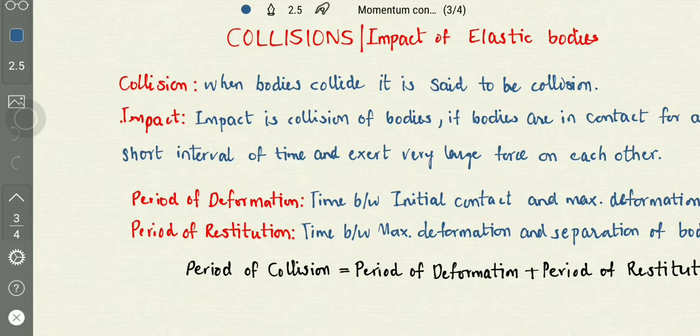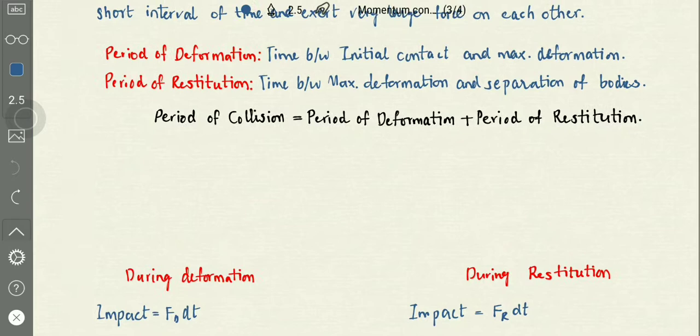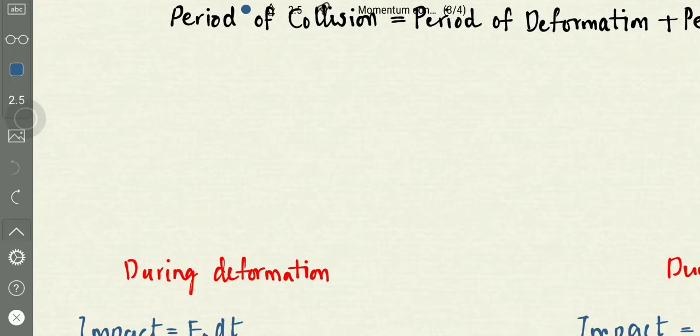Basically, what is collision? When bodies collide, it is said to be collision, right? When the bodies strike each other, that action is called collision. Then what is impact? Impact is a collision, but during the collision, the bodies are in contact for a short interval of time and exert very large force on each other. Then it will be called impact. So the collision in which the contact time is very less and the force exerted is very large is called impact. During collision, this happens like this. What are elastic bodies? Elastic bodies are those which deform and again regain their original shape after removal of load.